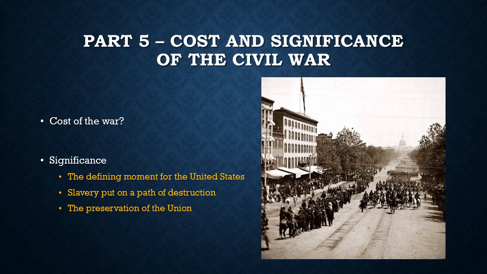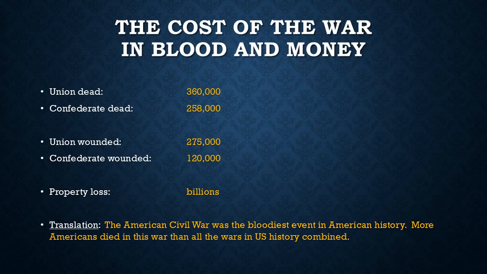In terms of the cost, okay, what was the cost of this war in terms of blood and money? Well, in terms of blood, you had about 360,000 or so Union dead, about 258,000 Confederate dead, 275,000 Union wounded, 120,000 Confederate wounded. Property loss was in the billions. It's really hard to put an exact figure on it, although people try. But it's in the upwards of the billions of dollars.